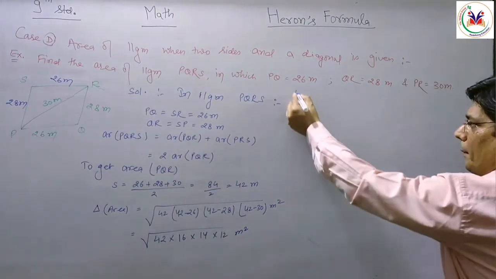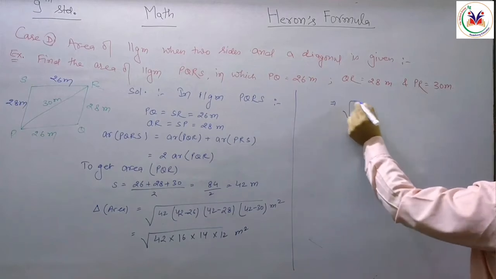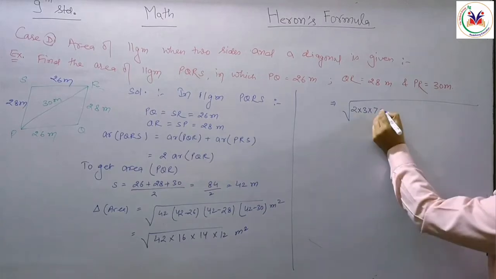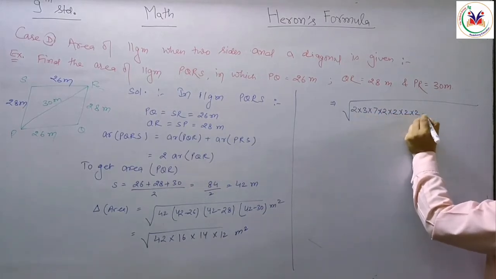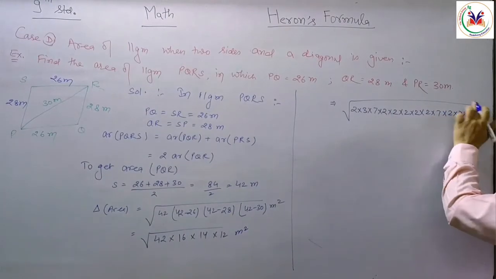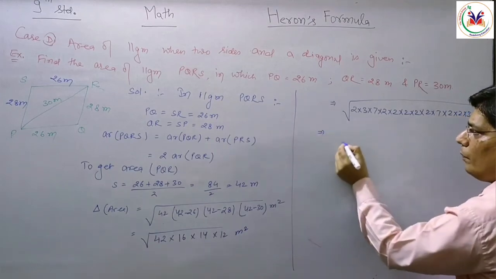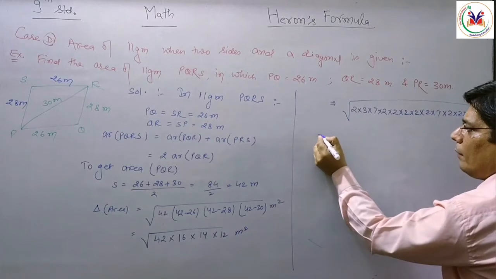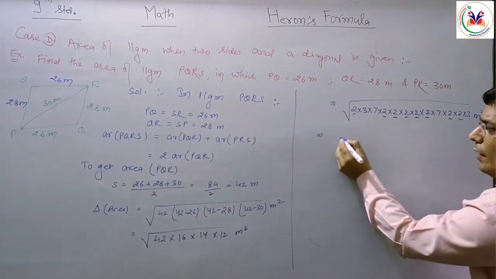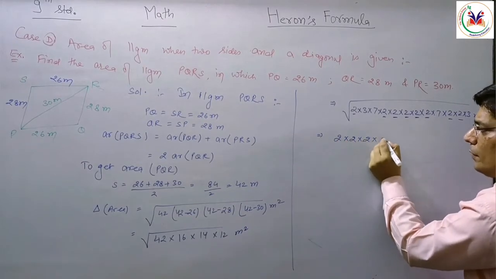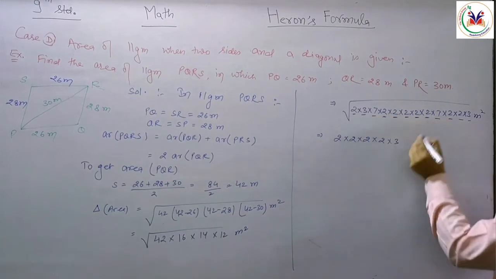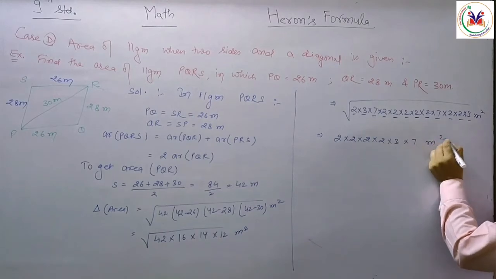Now we should calculate factor of those things. So 42, 2 into 3 into 7, 16, 2 into 2 into 2 into 2, 14, again 2 into 7 and 12, 2 into 2 into 3, that will be meter square. Now we should calculate 1, 2, 3, 4, 5, 6, 7 and 8. 8 times we are getting 2, so we should write it 4 times. Now 3, we should get it 2 times, so we write it here 1. 7 also getting 2 times, so we should write it once. That will be meter square.